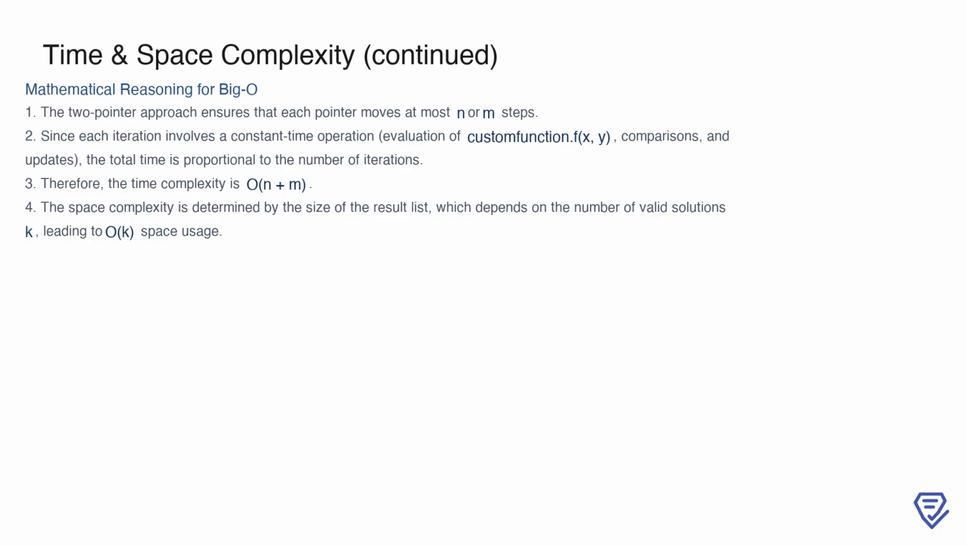The two-pointer approach ensures that each pointer moves at most n or m steps. Since each iteration involves constant time operations such as evaluating customfunction.f(x, y), performing comparisons, and updating the pointers, the total time complexity is directly proportional to the number of iterations, which is O(n + m). For space complexity, the result list grows proportional to the number of valid solutions k. This means the algorithm requires O(k) space. Overall, these characteristics make the two-pointer approach both time-efficient and space-efficient for solving this problem within the given constraints.